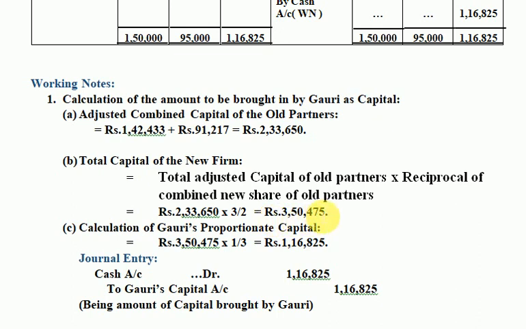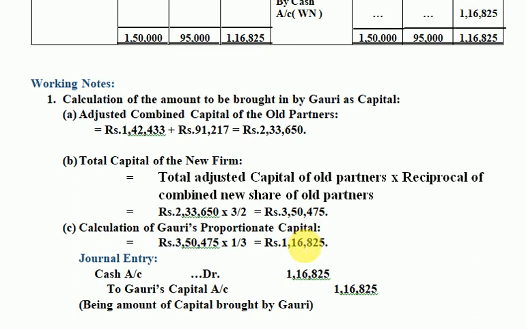new capital of the firm, 3,50,475. And in this new capital of the firm, we can calculate the capital brought by the new partner Gauri, which is proportionate capital in the third step, by applying her share 1 by 3 to this new capital of the firm, and this amount comes as 1,16,825. Children, this is simple unitary method applied. It can be done in 2 steps, and you can do it mathematically if you are able to understand. Otherwise, copy this, and this is the best step to understand.